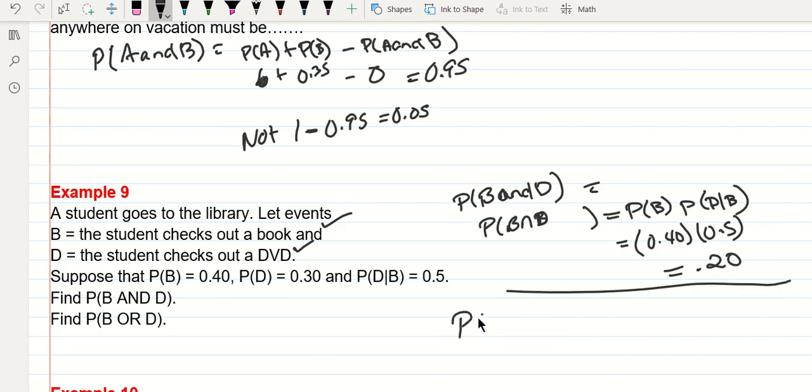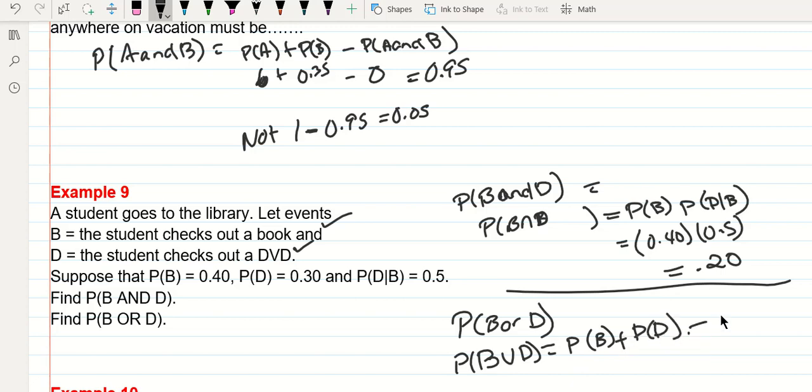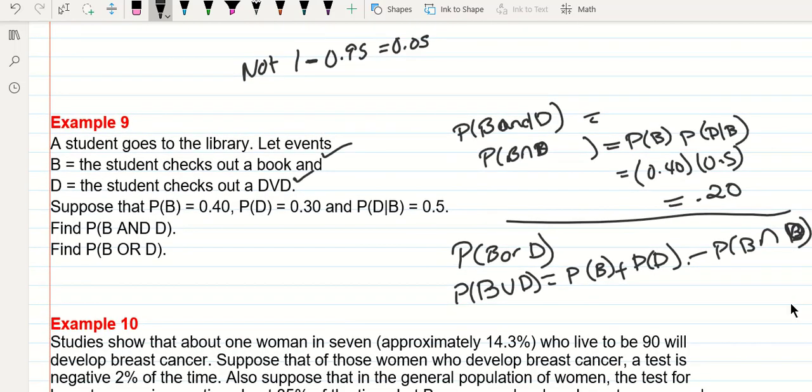Now, if we wanted to find the probability of B or D, well, B or D is the probability of B union D. So that would be the probability of B plus the probability of D minus the probability of B intersection D. Oopsies, I had bad handwriting on this video. Terrible. All right. So the probability of B is 0.40, the probability of D is 0.30, minus the probability of B and D, which is 0.20, right? So when we add that all up, we end up with 0.50.